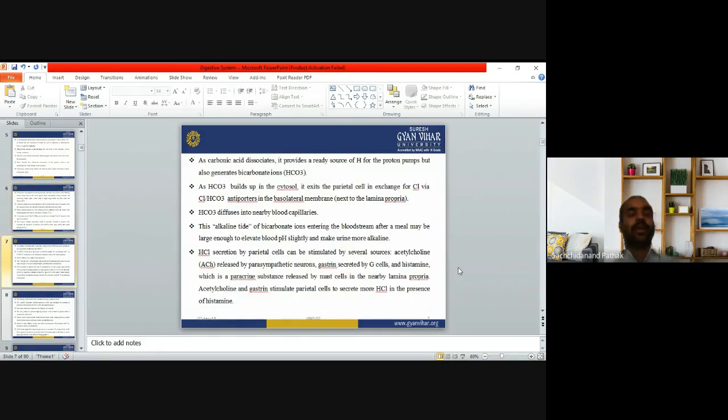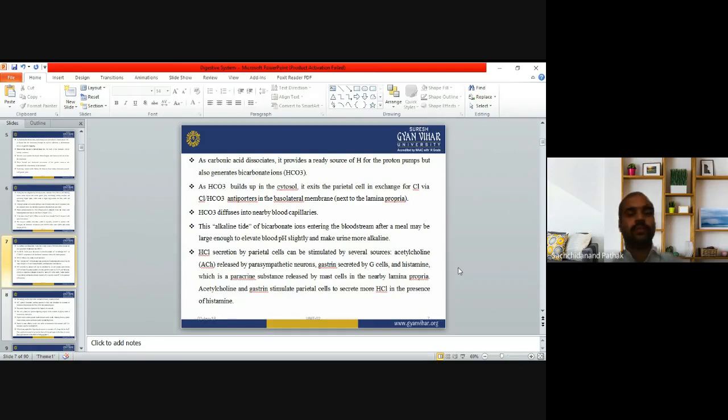As carbonic acid dissociates, it provides a ready source of H+ ions for the proton pump, but also generates bicarbonate ions. When the carbonic acid H2CO3 dissociates, the H+ ion separates and the HCO3 ion separates. The HCO3 ions build up in the cytosol and exit the parietal cell in exchange for chloride via an antiporter. Which antiporter? The chloride and bicarbonate antiporter.